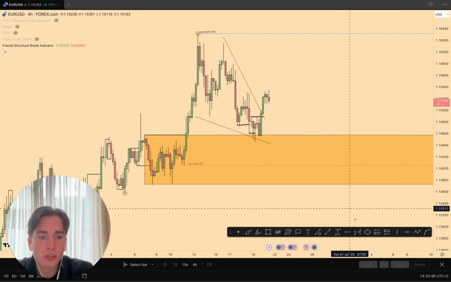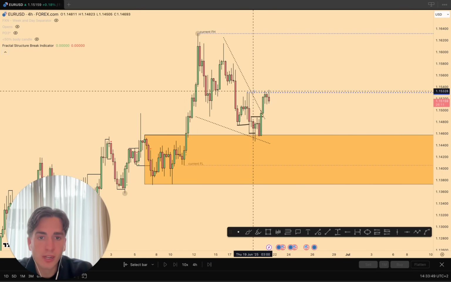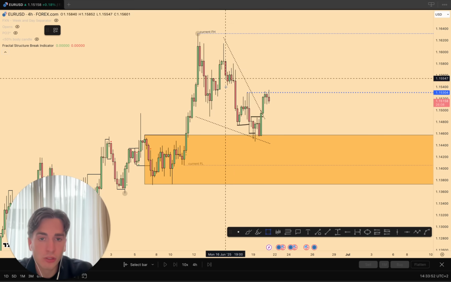So nothing too special. Obviously, there's some liquidity resting above this high over here because this high did not make a connection with the supply zone.